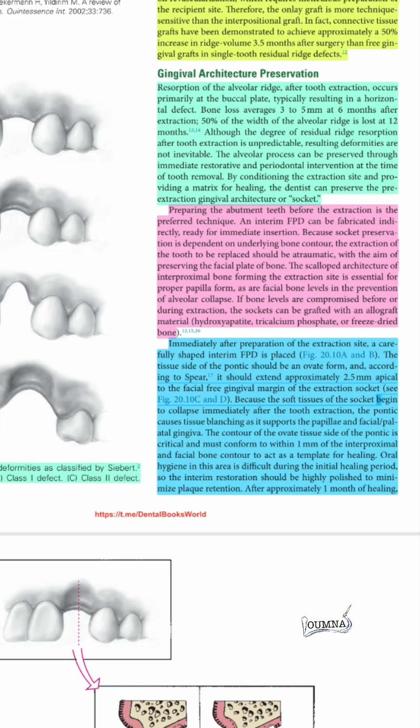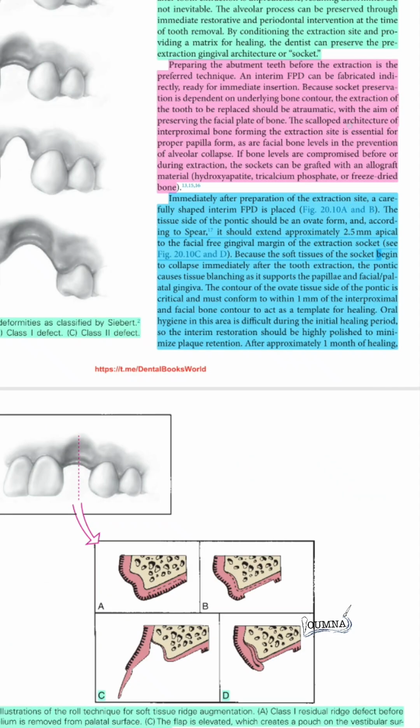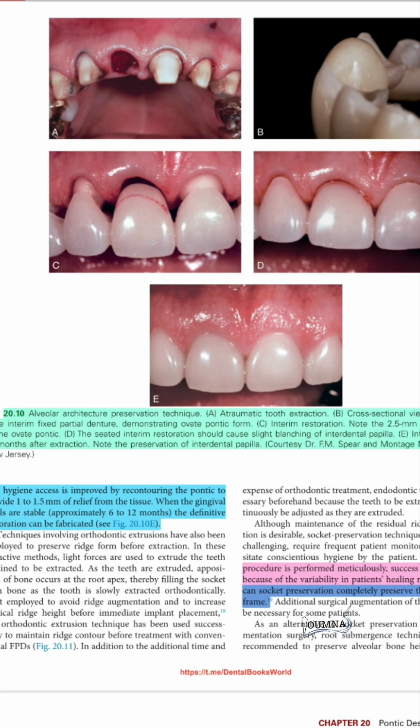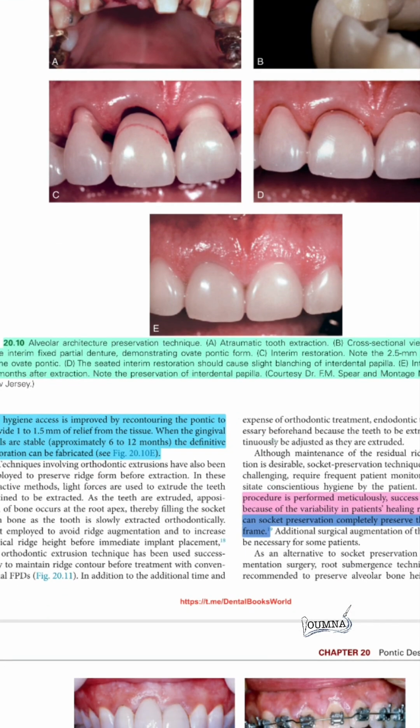We will see how. We do a conditioning of the site, and we prepare an abutment before the extraction as an interim abutment to preserve the epithelium of the socket. It should be an ovate Pontic. After 1 month of healing, a definitive restoration can be fabricated. Like in this case, the Pontic was inserted after immediate tooth extraction, and after healing, the definitive restoration is being cemented.